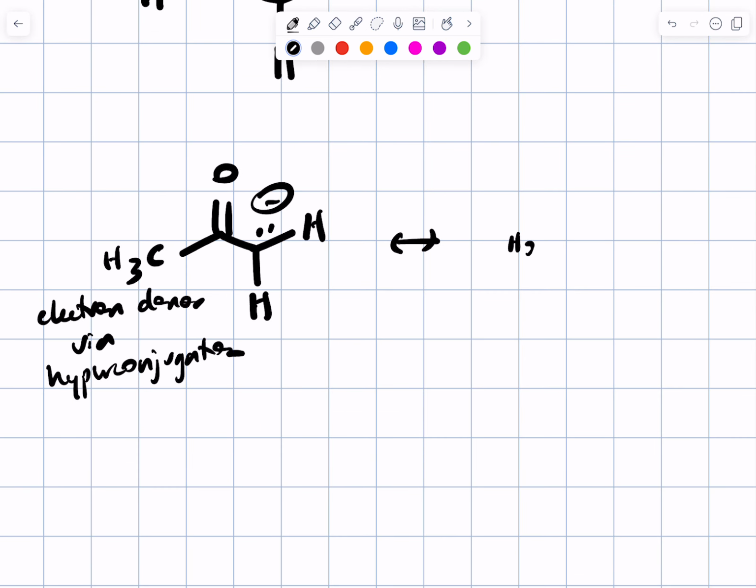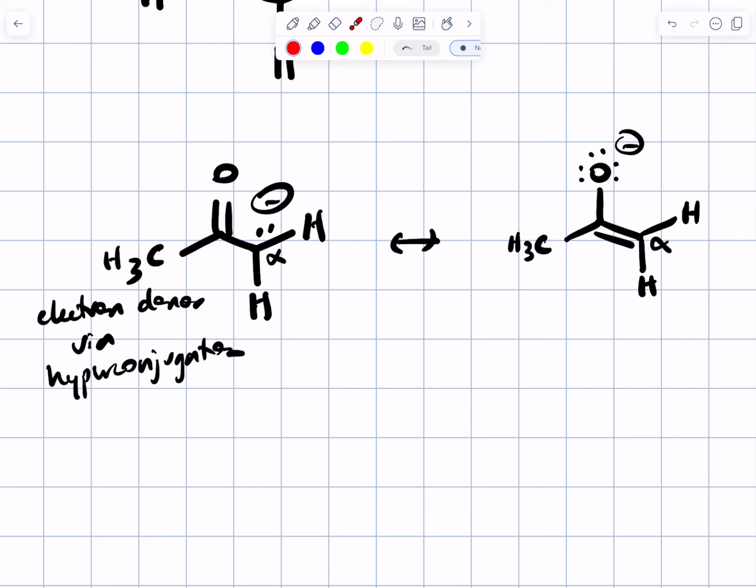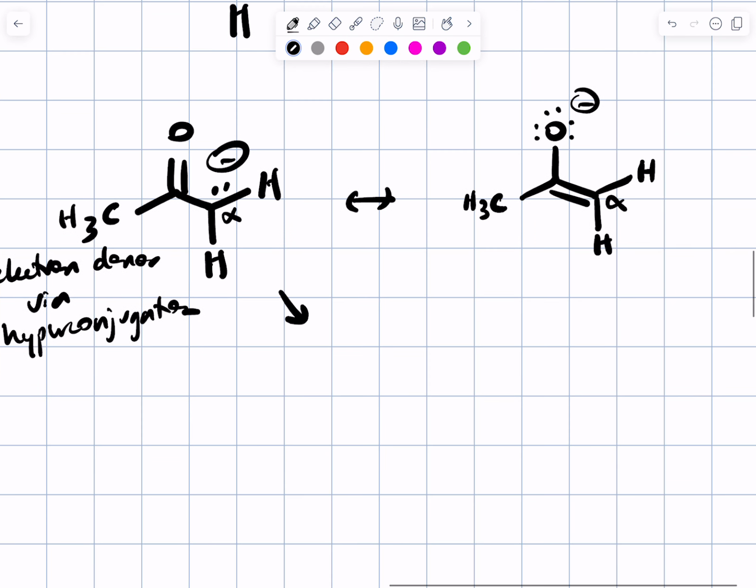Let's draw the other resonance structure just so we can have a place to talk about it. Notice that the thing that stabilizes the negative charge on the alpha carbon is the ability of the carbon-oxygen pi bond to move up and become a negative charge on this oxygen. And also, realize that we could draw a third resonance structure for this system that would look like this, with a positive charge on the carbonyl carbon like this.